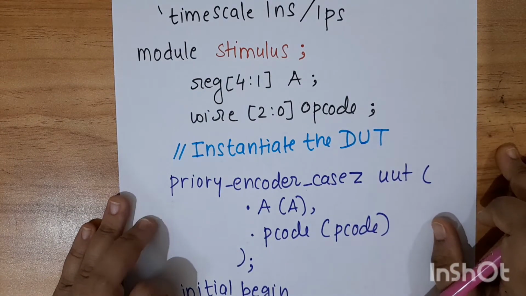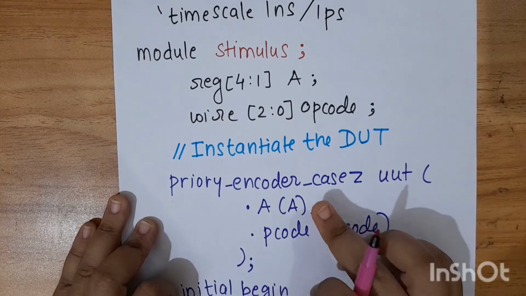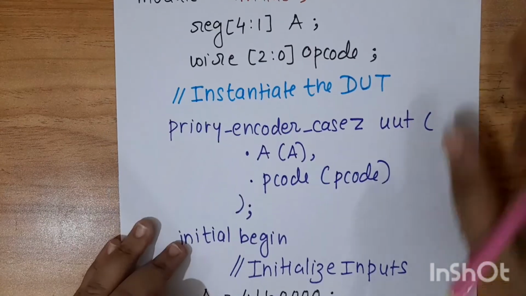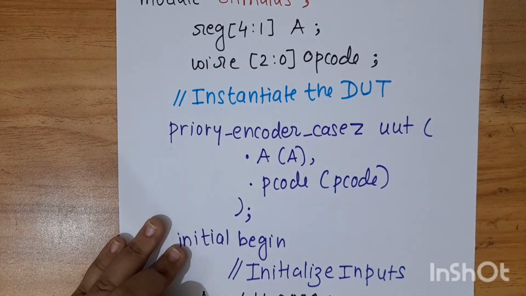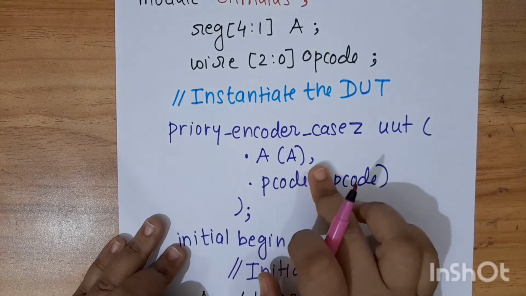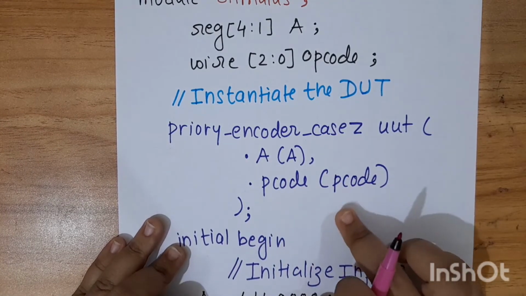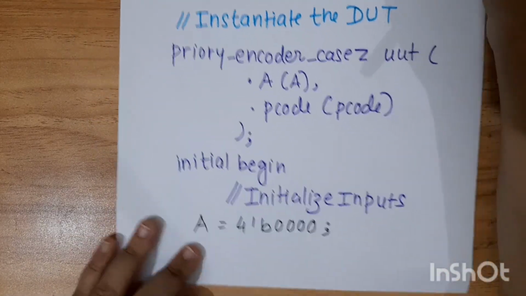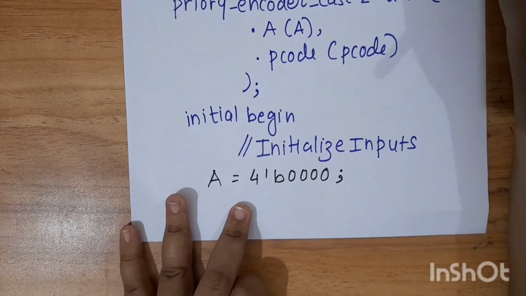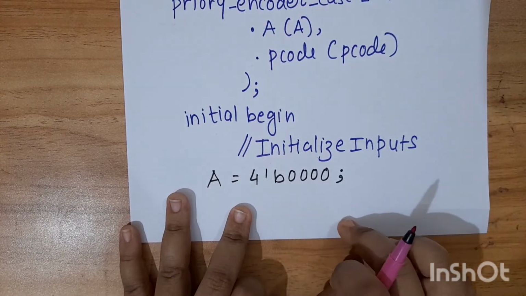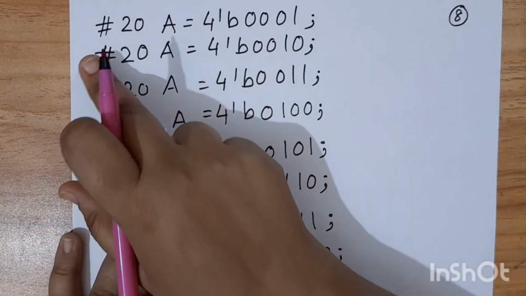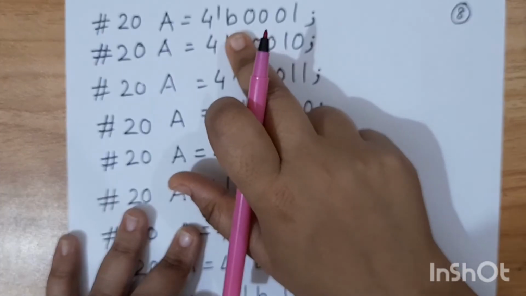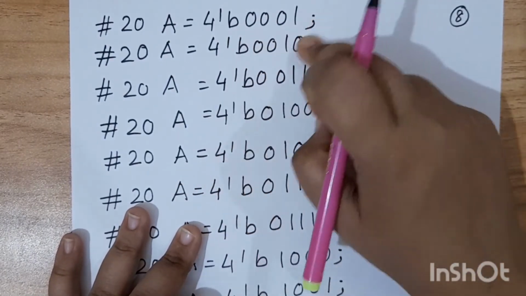Now I will instantiate the DUT. priority_encoder_casez UUT, where UUT is the instance name. I have connected the ports here, input and output: .A(A), .Pcode connected to Pcode. Now initial begin. Initialize the input. A is equal to 4'b0000. #20 means after 20 time units, A is equal to 4'b0001.